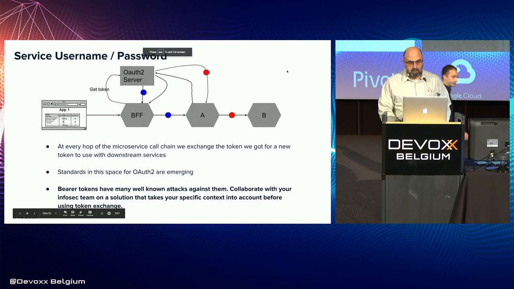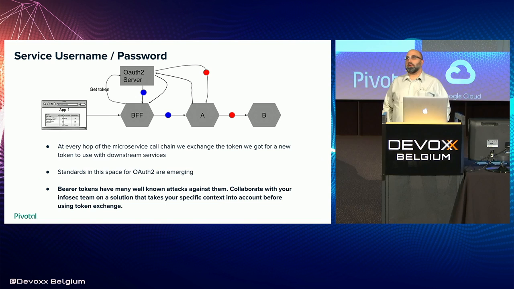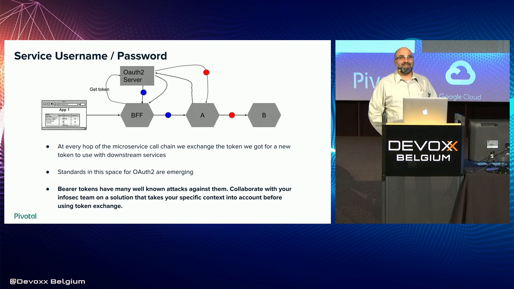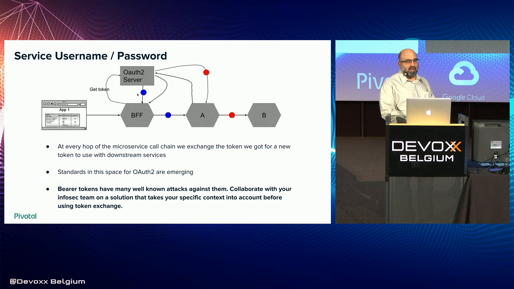So the next thing we want to do that's common is what's typically referred to as the service principal pattern. I did a copy and paste and didn't change one of the bullet points. Okay. So what we're doing here is that the request goes to the BFF. The BFF is going to get its token from the OAuth2 server. And then it's going to use that to call microservice A.